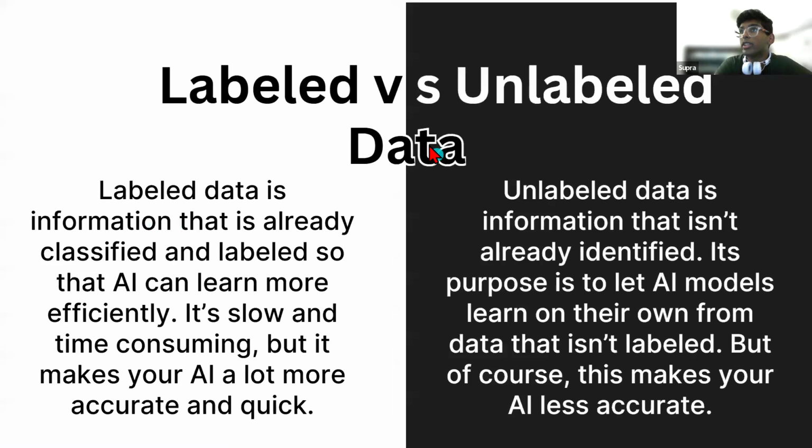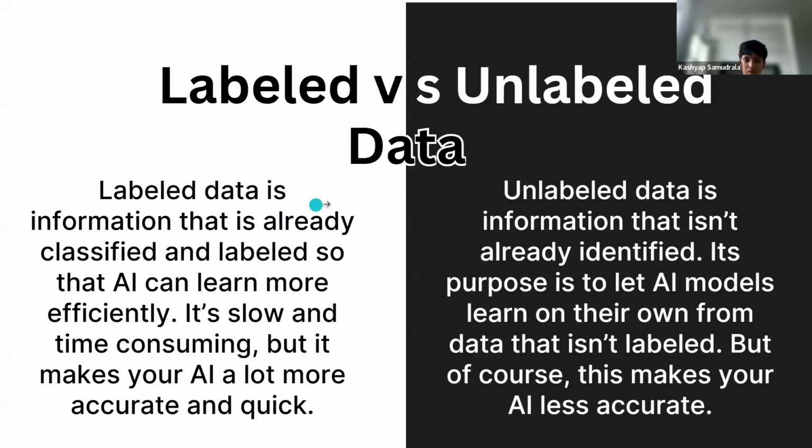Labeled versus unlabeled data. So labeled data is information that is already classified and labeled. So, okay, let's say you had an image of a dog, and then under that dog, you wrote the word dog so that if somebody doesn't know what a dog was for some reason, they could just look at that little caption and figure out that, oh, that's what a dog looks like. So that's what I mean by something being labeled.